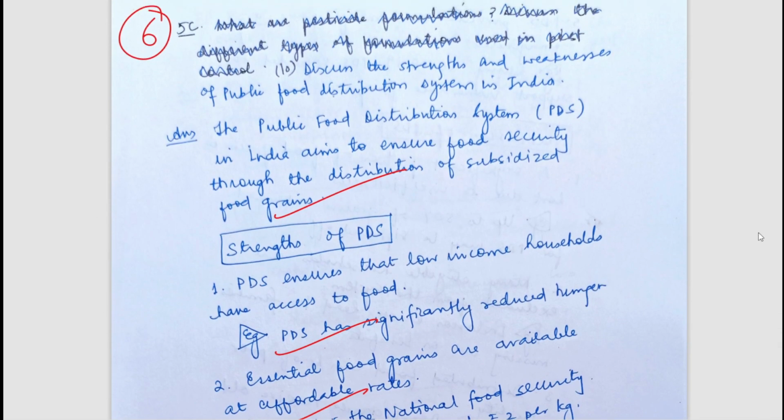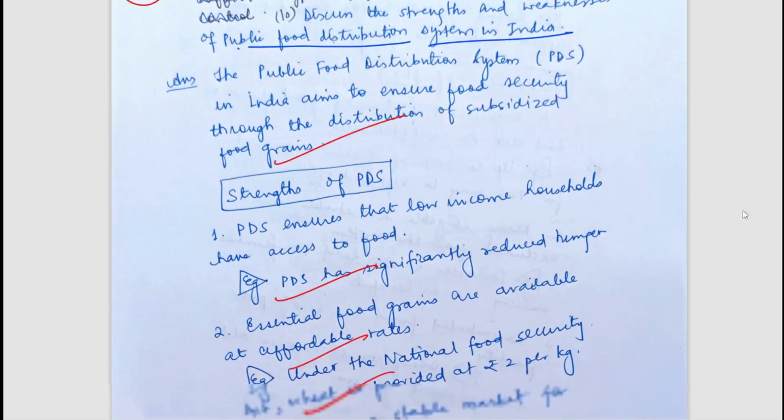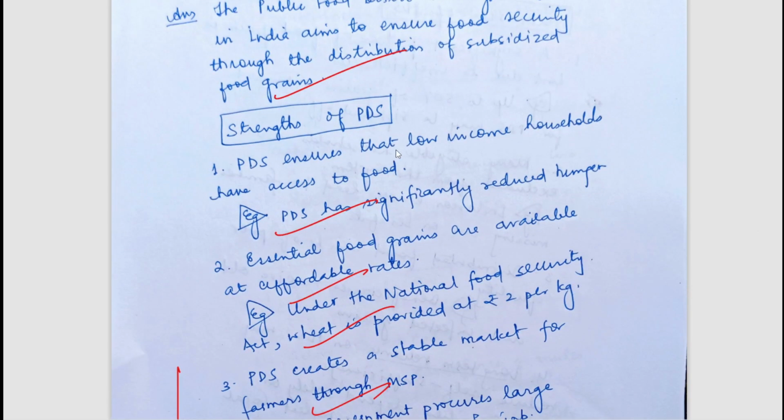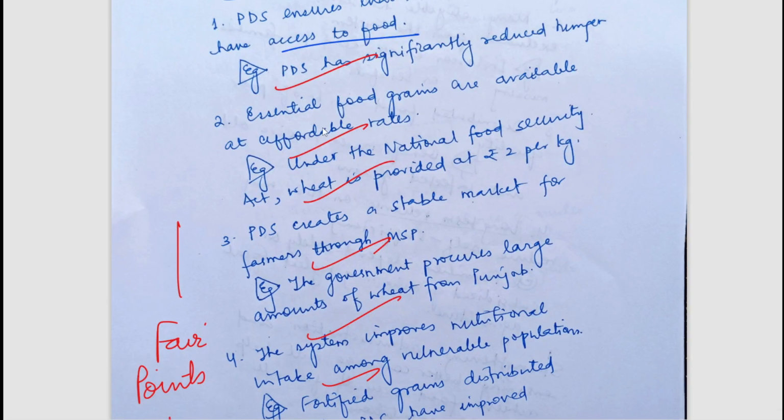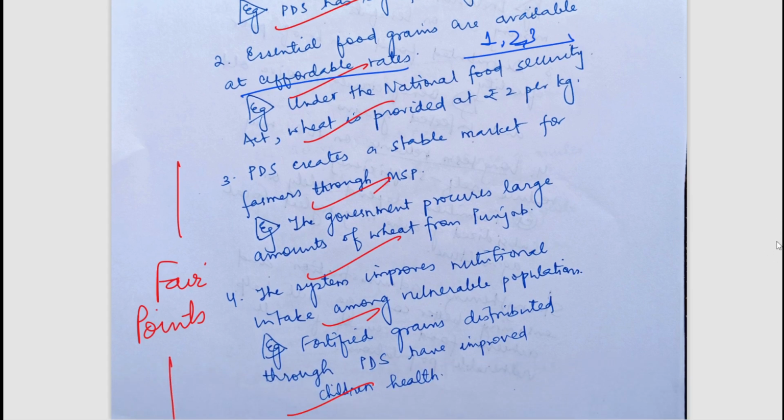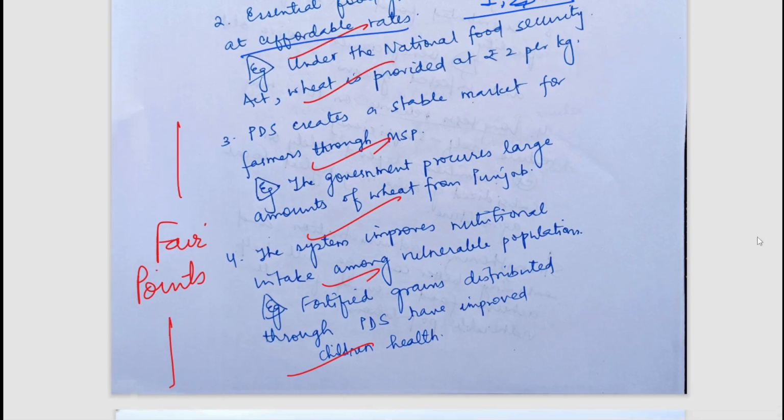The next question is, discuss the strength and weakness of public food distribution system in India. So what are its strengths? Obviously it ensures that low income households have access to food. It leads to food security. Essential food grains are available at affordable prices. We all know that the rates are rupees 1, 2, 3 for different types of grains. So in the present scenario, rupees 1, rupees 2 or rupees 3 are way beyond cheap.